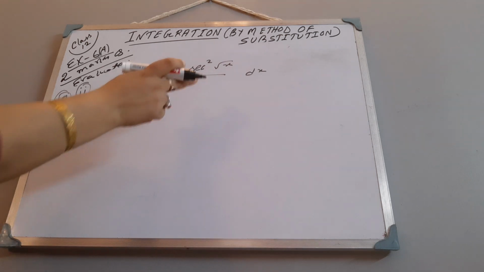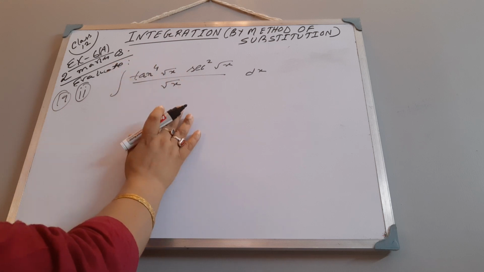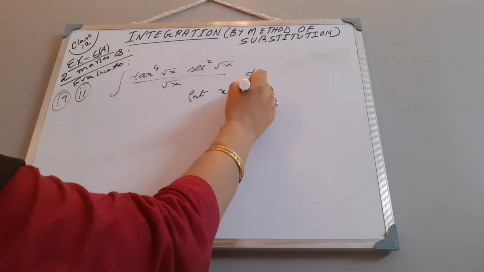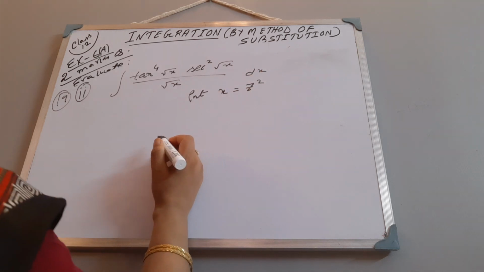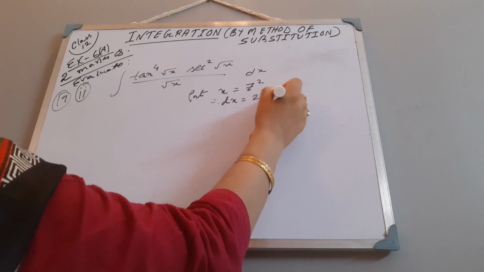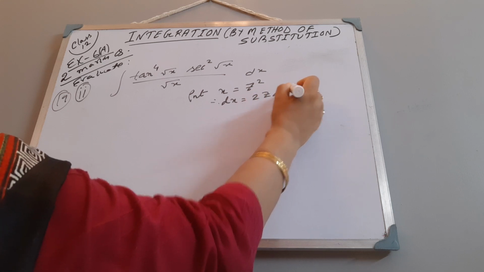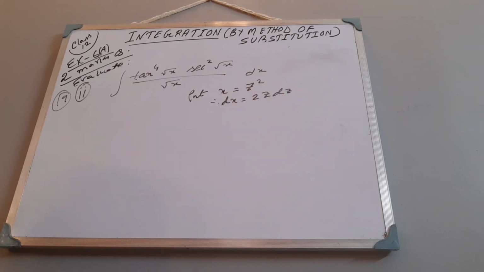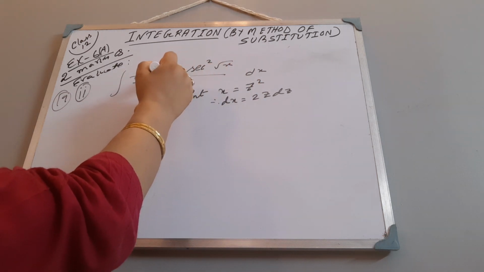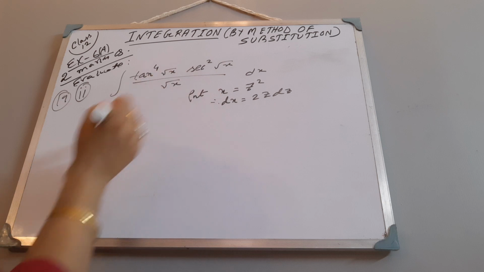The given form is so complicated, we will just make it simple. What will we put here? Put x is equal to z square. Then what will we get? dx will be 2z dz. Now x is equal to z square is taken because root x is there under the root. That is why z square is taken.